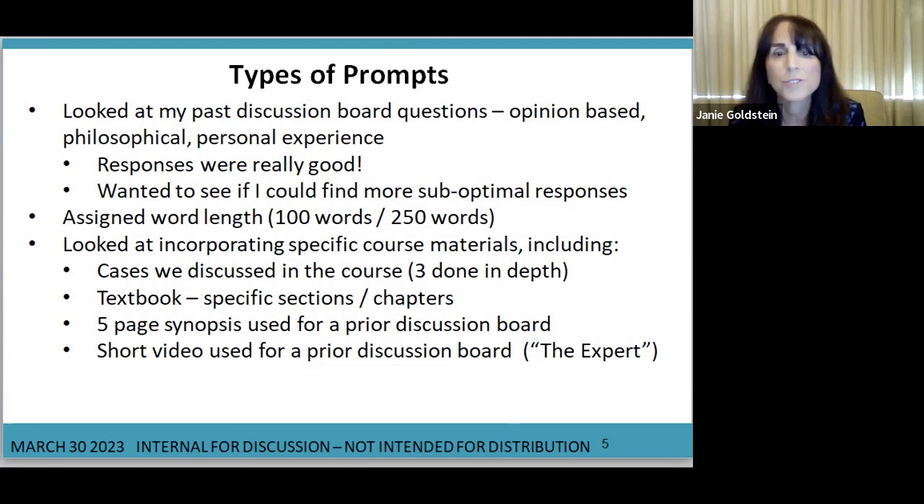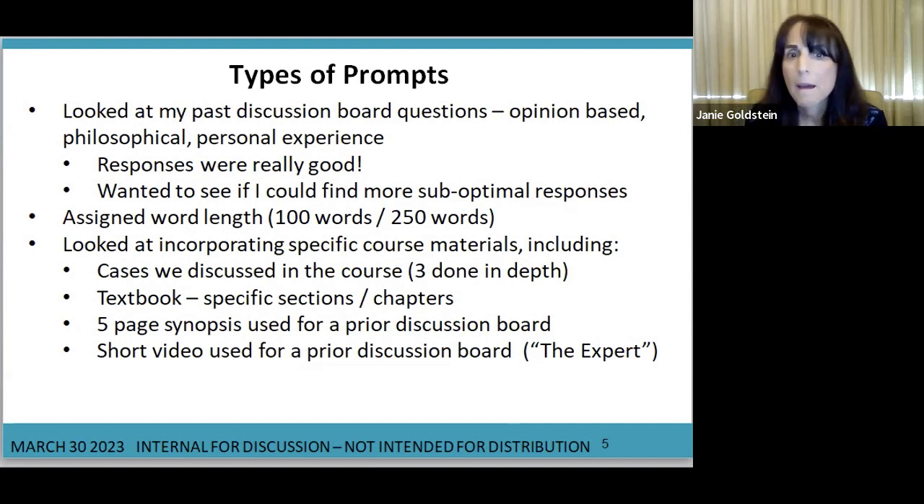What should these characters do? I related it to specific chapters of our textbook. There was a 5-page synopsis, really an appendix of a book that was used for a prior discussion board. I related it to that. And there was also a short video we'd used in a prior discussion board. So I asked it to really look at these specific course materials.